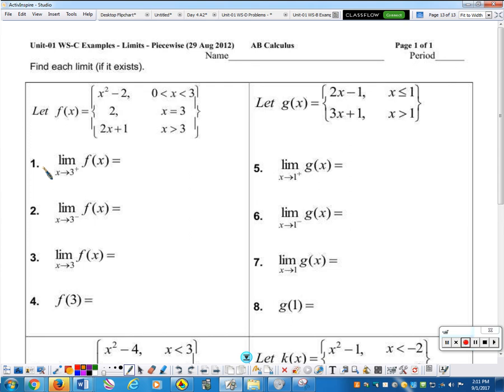I'm looking for when x is a little more than 3. Look up here. This says when x is less than 3, greater than 0. That doesn't apply. This says when x is exactly 3. That doesn't apply either. It's this one. So you can do it mentally, you can write it if you want. I just write it over here and say, well, let's see, 2 multiplied by 3 plus, add 1. Well, that's going to be really close to what number? 7. So the limit's 7.